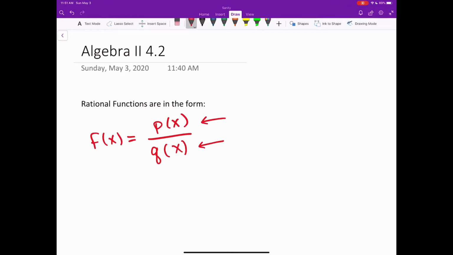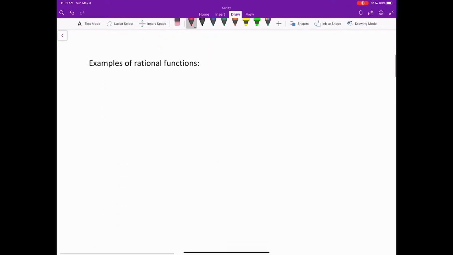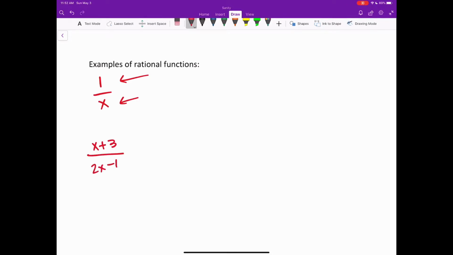Some examples of rational functions, well, we had the good old parent function, 1 over x. 1 is technically considered a polynomial. x is considered a polynomial. We could have x plus 3, that's a function, divided by 2x minus 1. That's another function, right? Here's a function being divided by another function. This is a rational function altogether. We could have x squared plus 2 divided by x cubed plus 3x plus 1, right? Function divided by another function. These are all examples of rational functions.